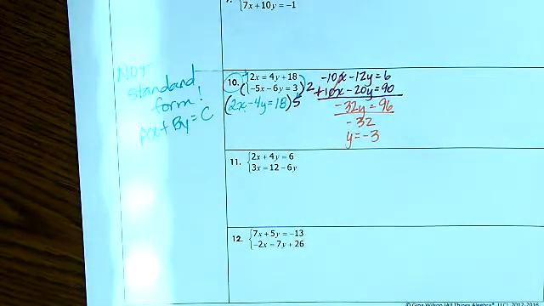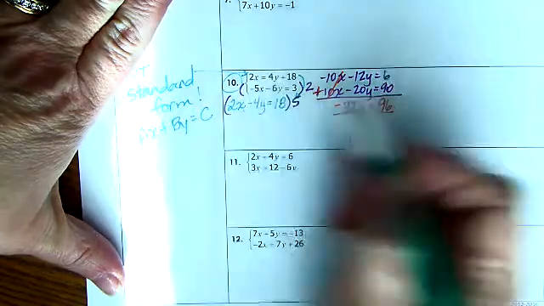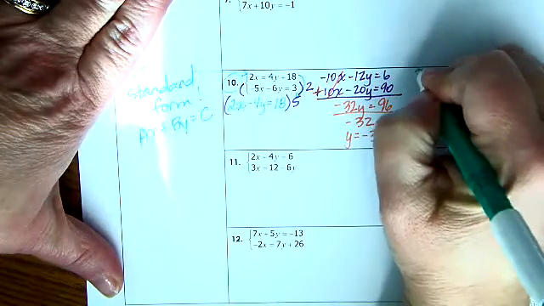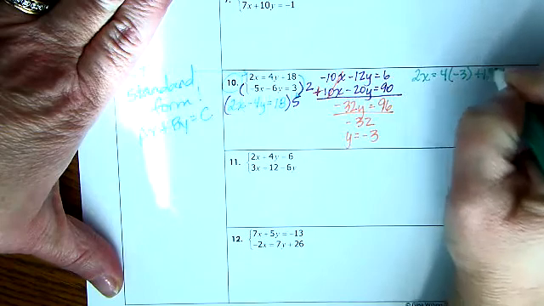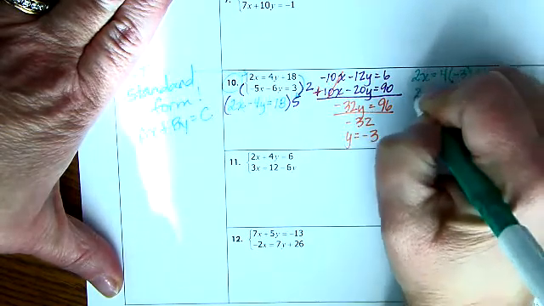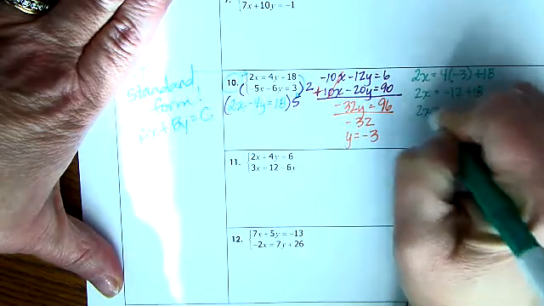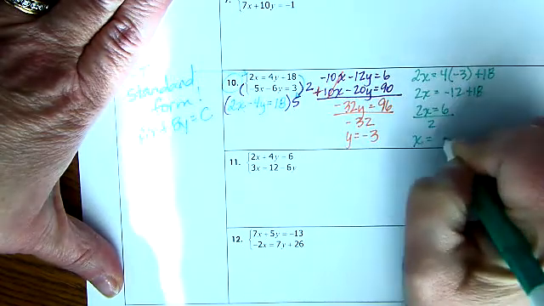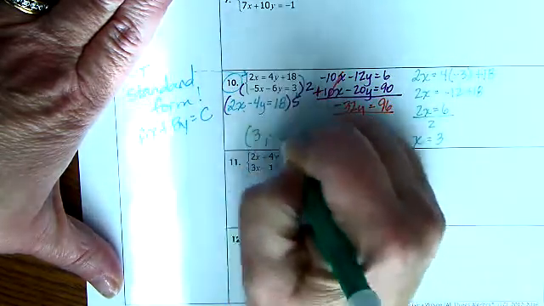So now we plug in. So I pick which equation. It really doesn't matter. I'm solving for x, and we always plug into original, never rearranged equations. So we have 2x equals 4 times -3 plus 18. So then I've got 2x equals -12 plus 18. So I've got 2x equals 6, divide by 2, and x equals 3. So right now our point is looking like it's 3, -3.